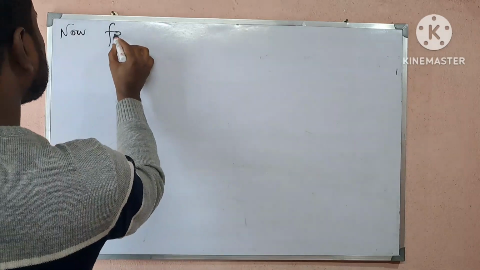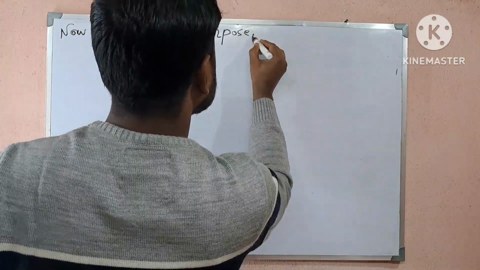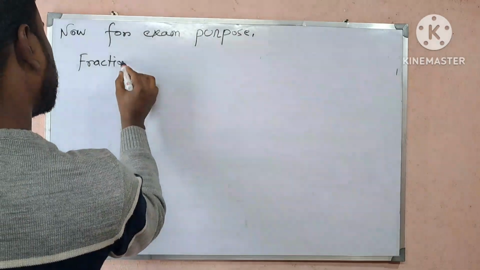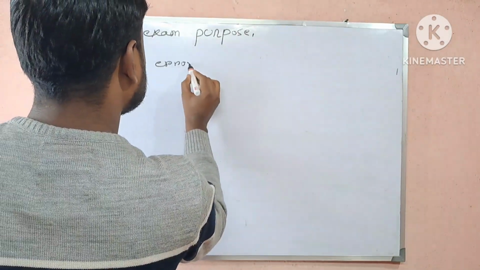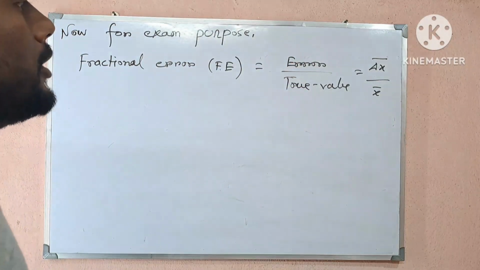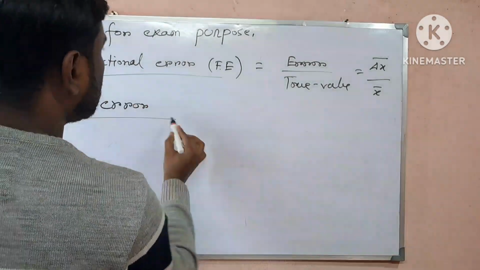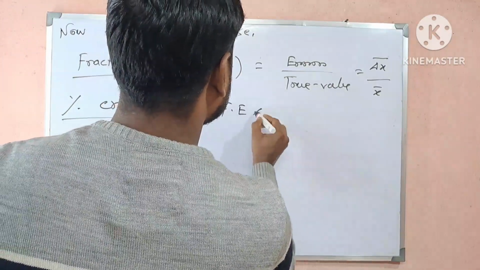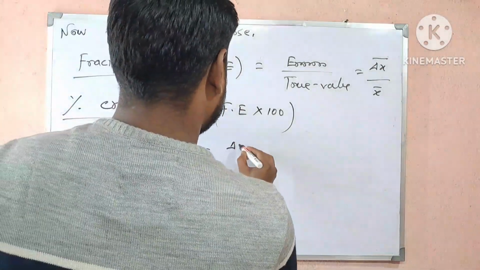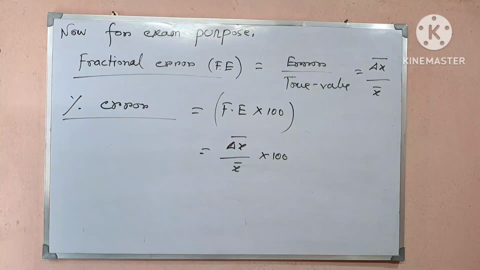Now, for exam purposes, we have to know what is fractional error. You have to remember, fractional error, f.e., is basically error divided by true value. And percentage error, what is percentage error? Percentage error is basically fractional error into 100. This is the formula for percentage error. So delta x bar divided by x bar into 100. This is the formula for percentage error.